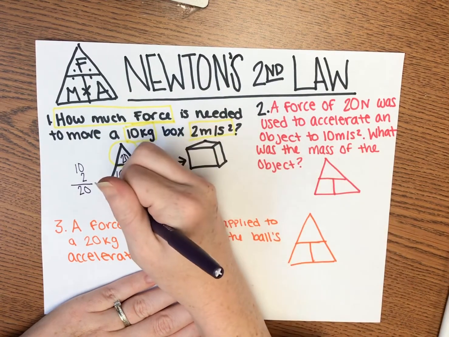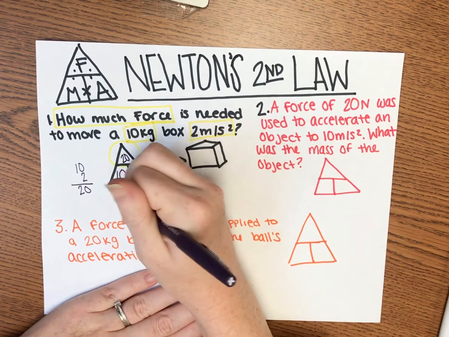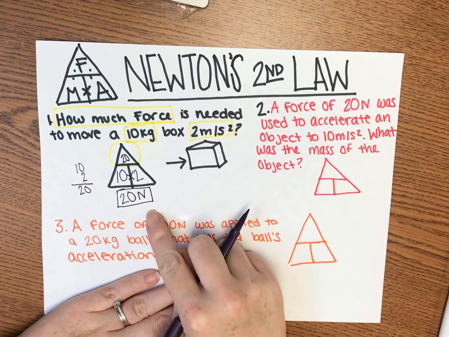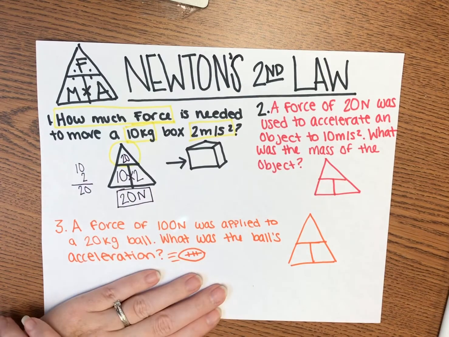But do we just write 20? No. Our answer is 20. We're solving for force, so our unit of measurement is newtons. Remember, you can always use a calculator to solve for any problem, even one that's simple like this. Make sure you check your answers, just so we don't make any silly mistakes.